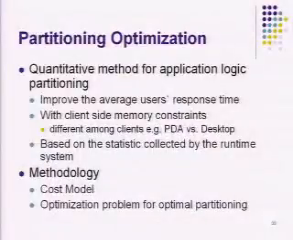So the runtime system applies quantitative methods for partitioning application logic across the client and server sides. The metric we are using tries to improve the average user's response time over a certain workload, and also with the constraint of client-side memory in mind. So different clients like a PDA and a desktop can have different memory constraints, which will result in different placement strategies for your instance tree.